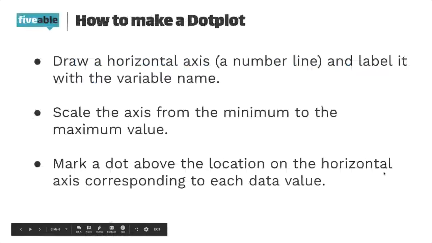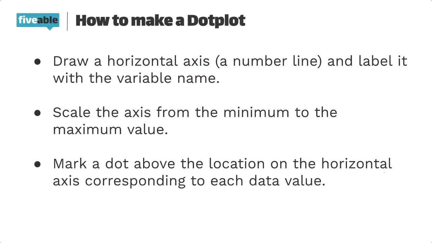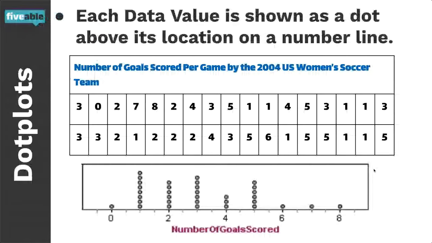And after that, you mark a dot above the location on the horizontal axis corresponding to each data value. So you just keep stacking up your data points as more and more data points take that value. All right, so we can clearly see that in one game, the US women's team in 2004 scored 8 goals. We see that right here.